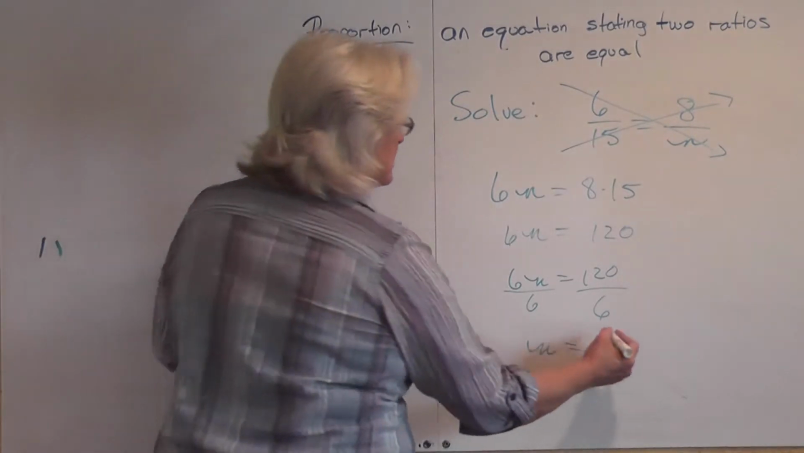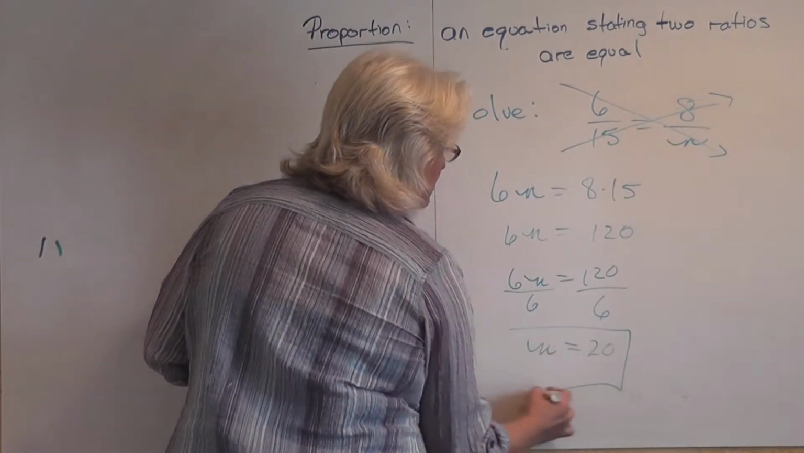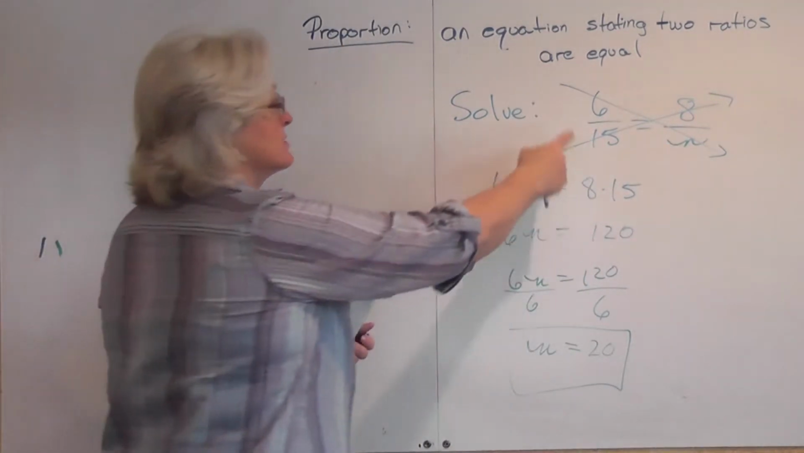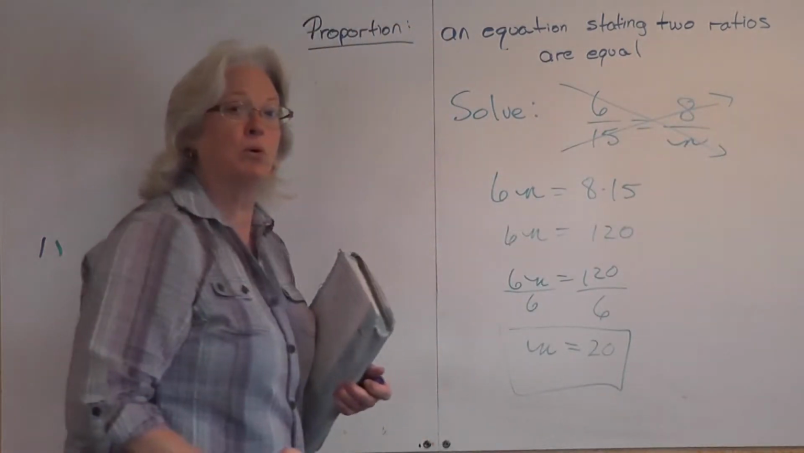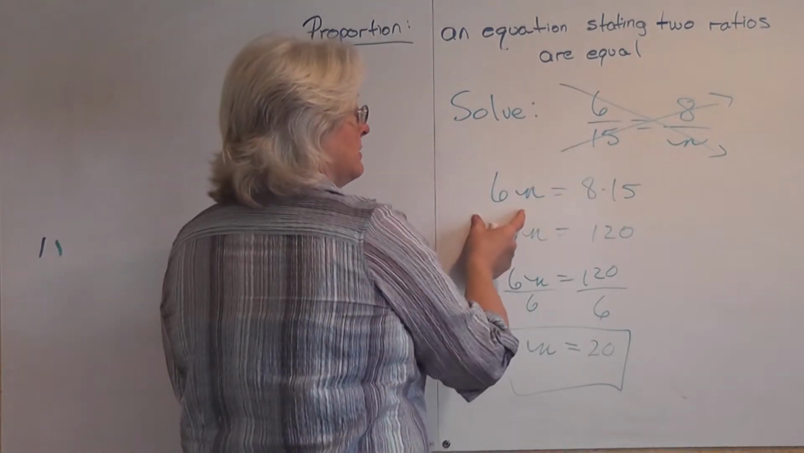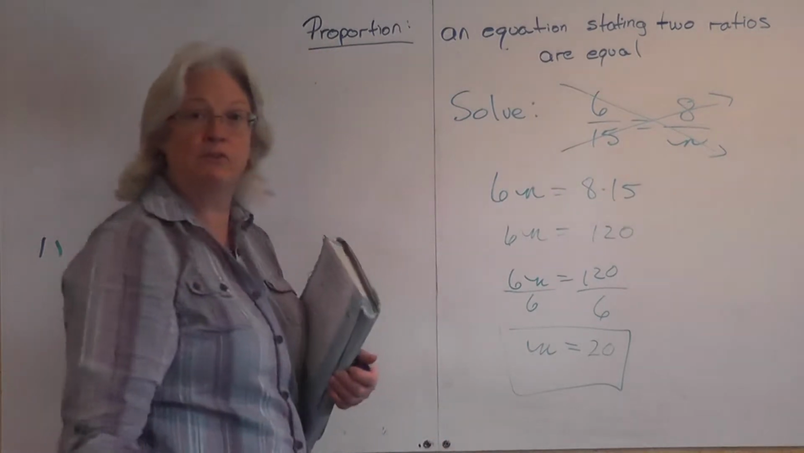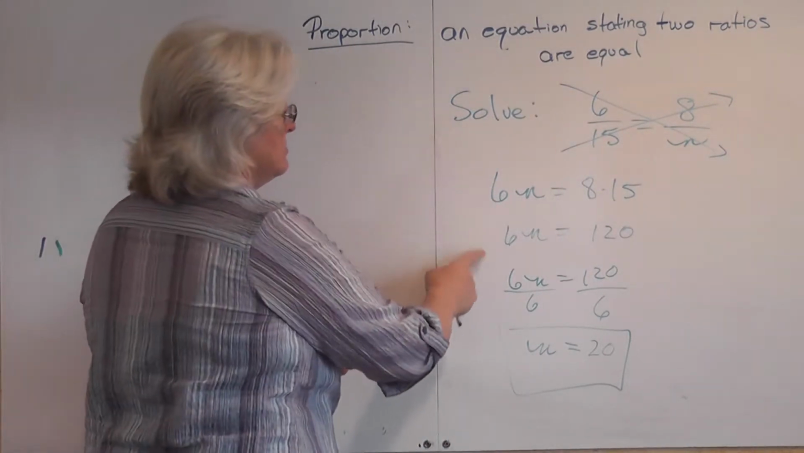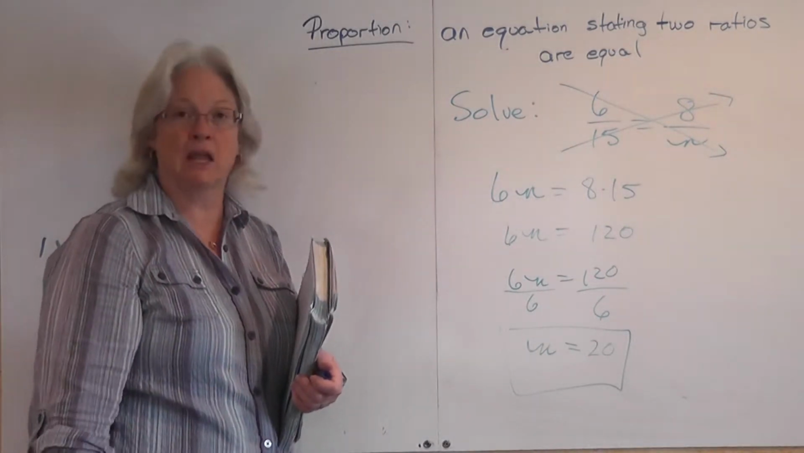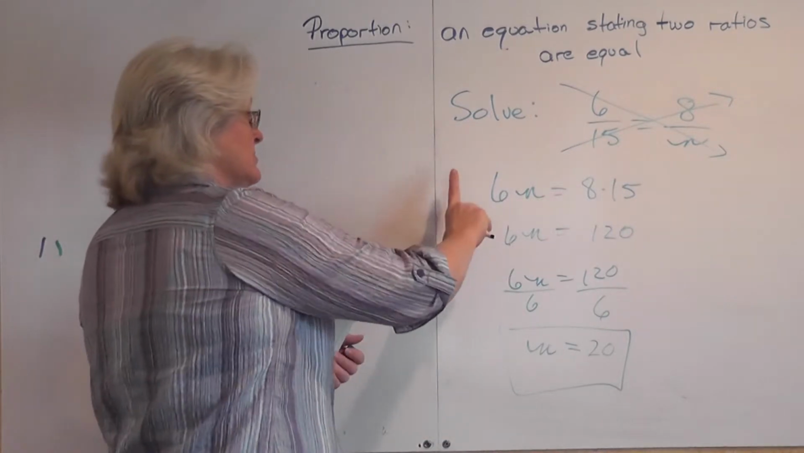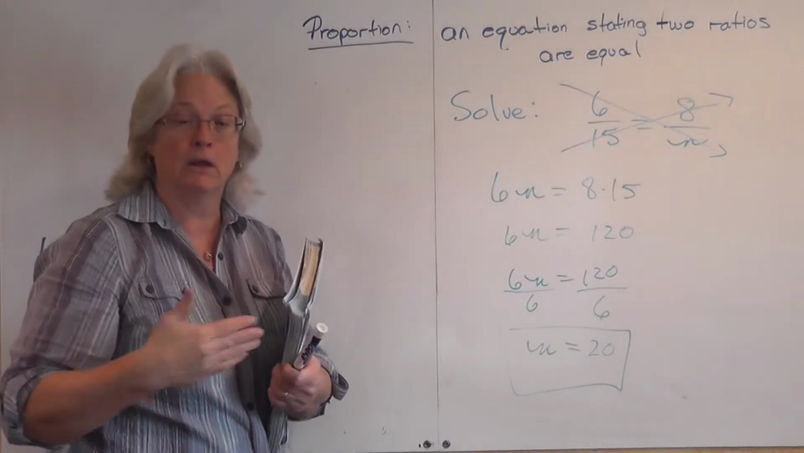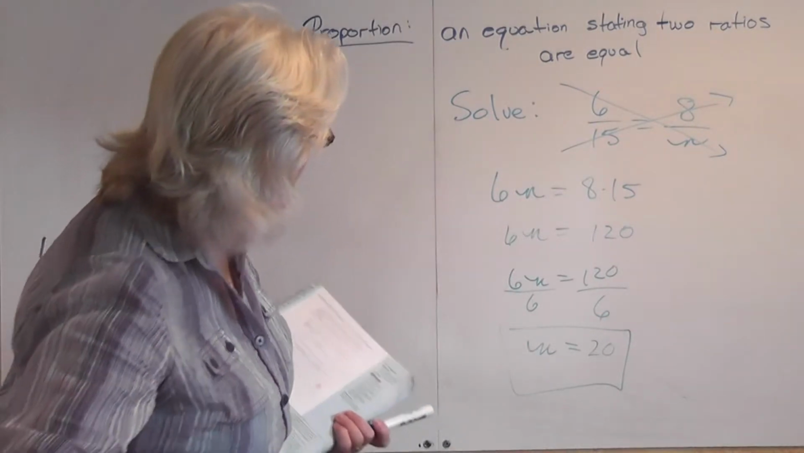120 divided by 6, and we have used the piece of information we have that says that the cross products in a proportion are equal, and that let us say that 6 times n was equal to 8 times 15, or 15 times 8. We used our method for isolating a variable then to come up with the fact that n is equal to 20. You will use this constantly, all of the time, in math work, in high school. You'll use it in real life as well.